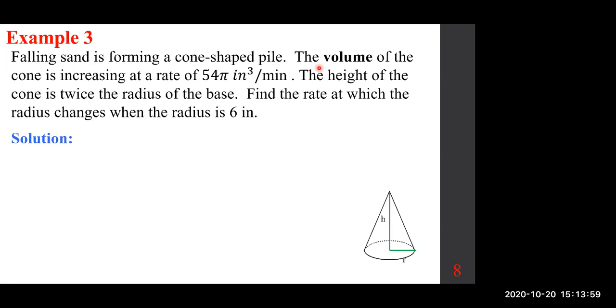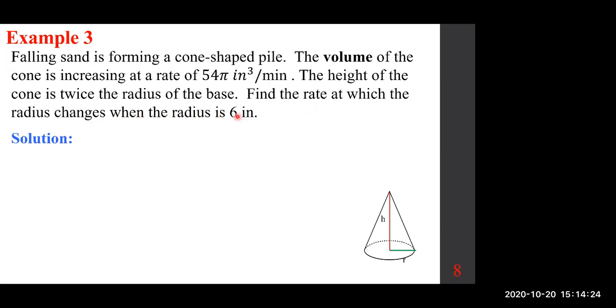So the volume is increasing at a rate. So this is dV dt. The height, h, is twice the radius, is 2r. Find the rate at which the radius is changing. That means dr dt at the moment that r is 6 inches.